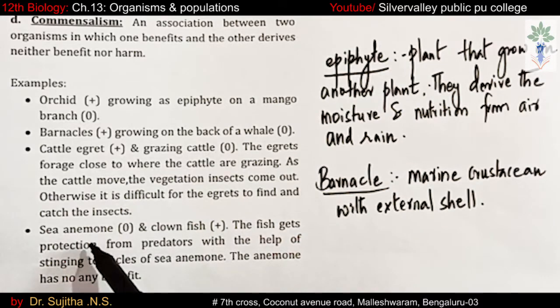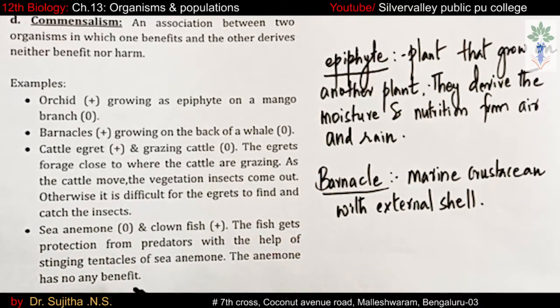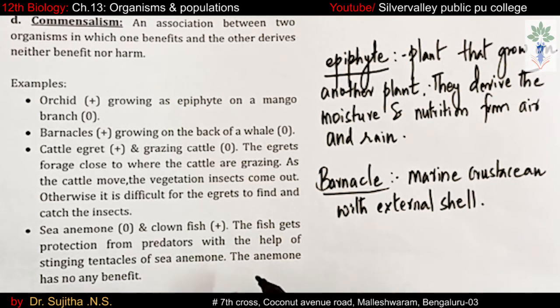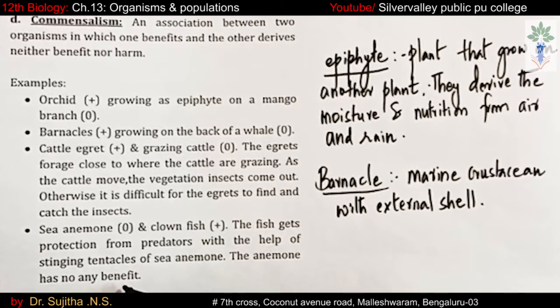The fourth one is the sea anemone and the clownfish. The fish gets the protection from the predators with the help of the stinging cells of the sea anemone. But the sea anemone will not get any benefit or be harmed.